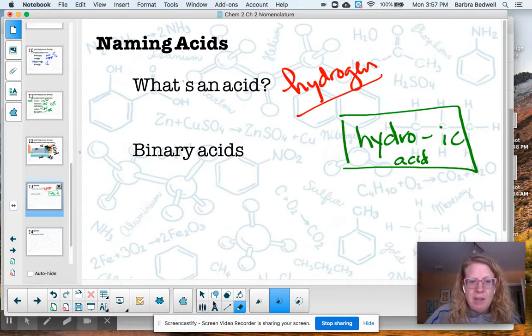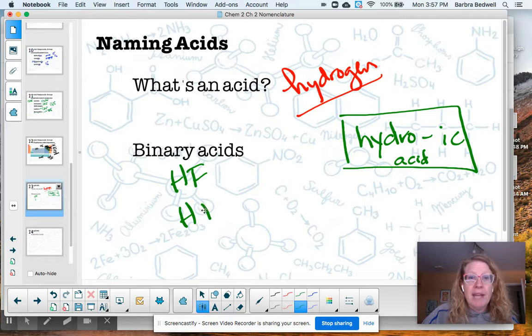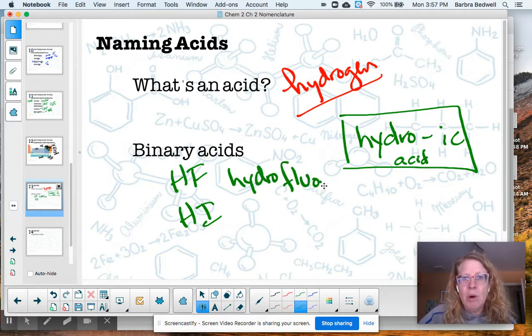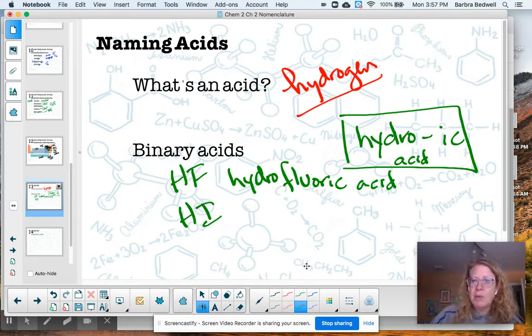Some other examples of binary acids that are out there. We could have HF. We can have the friendly acid, that's my favorite one. HI is another one on there. Those are the two most common ones. I'm just going to leave it right there and name these guys. So this one, if we're going to name this, it would have been hydrogen fluoride, but now as an acid, we would call it hydrofluoric acid. Hydrofluoric acid is particularly nasty. It's actually one of the only things that will eat glass.